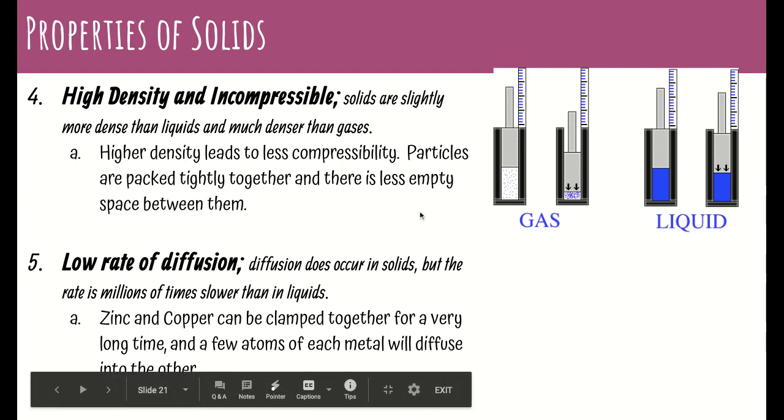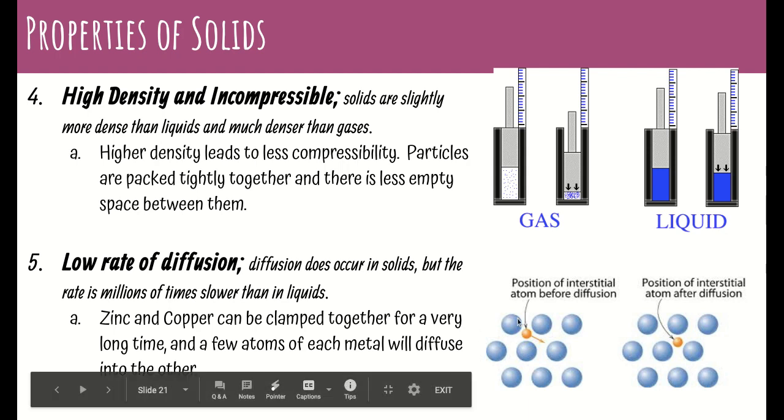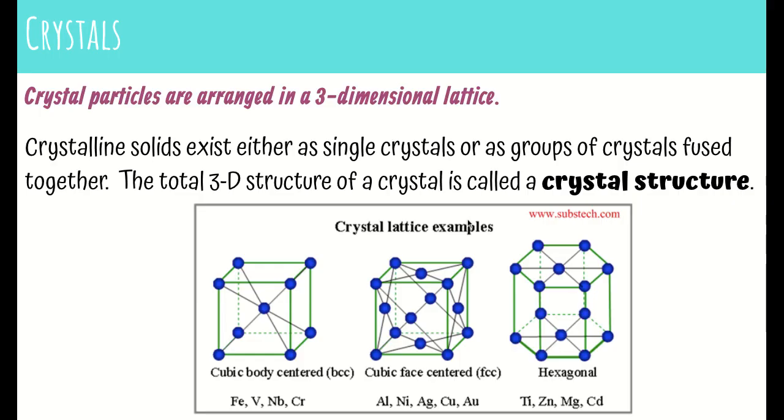Last thing here is that they have a low rate of diffusion. Solids actually can diffuse, which is kind of strange to think about, right? If you have two pieces of metal and you clamp them together for a very, very long time, you will get a couple of molecules that have diffused and moved position. But again, these particles are very attracted to one another. They're not going to want to move, so that would happen at a very low rate if it happens at all.